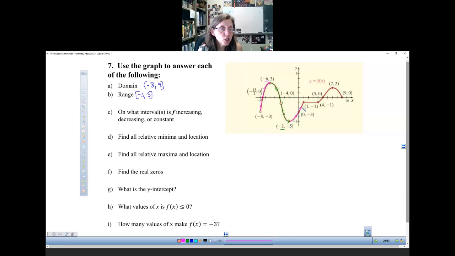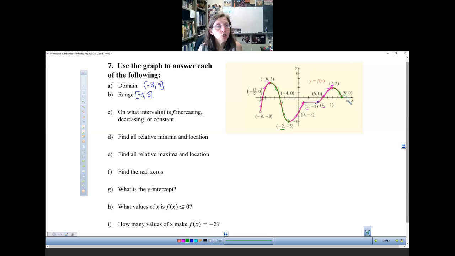And it changes again, but it changes to constant. And then it changes again. And it continues to increase until I get to this x value. I do have changes here and here. And then it decreases until it ends right here. And that's where it stops.